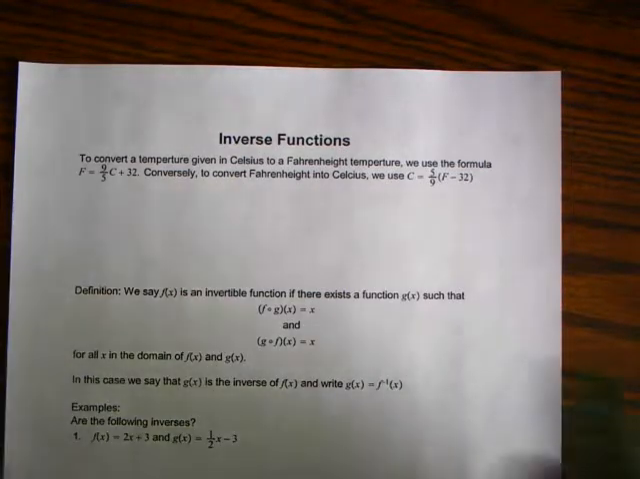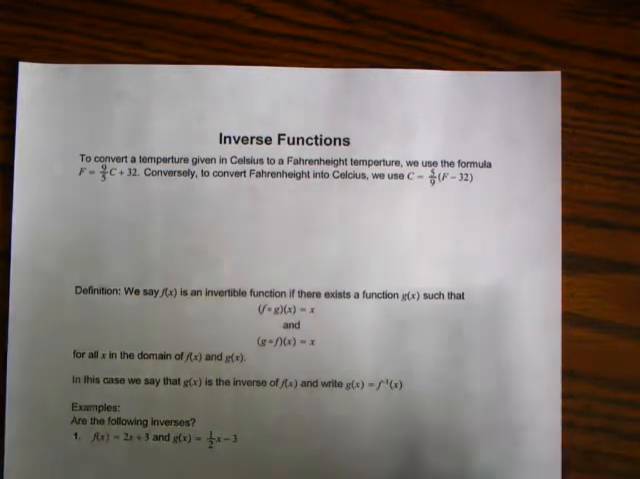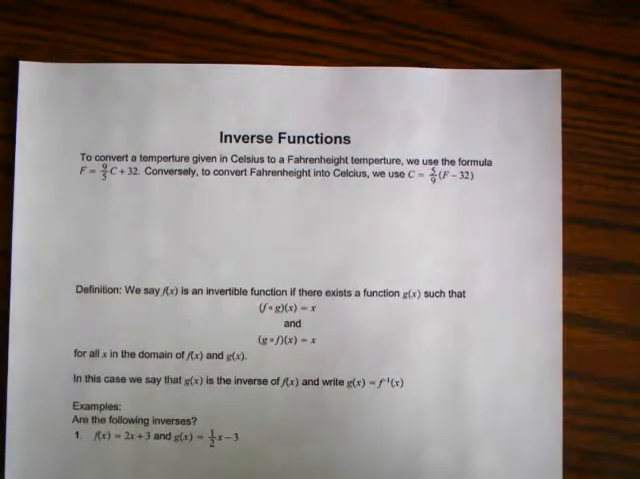Inverse functions. To convert a temperature given in Celsius to Fahrenheit temperature, we use the formula F equals 9/5 C plus 32. Conversely, to convert Fahrenheit into Celsius, we use C equals 5/9 (F minus 32). These two functions are inverses. They go back and forth between each other.